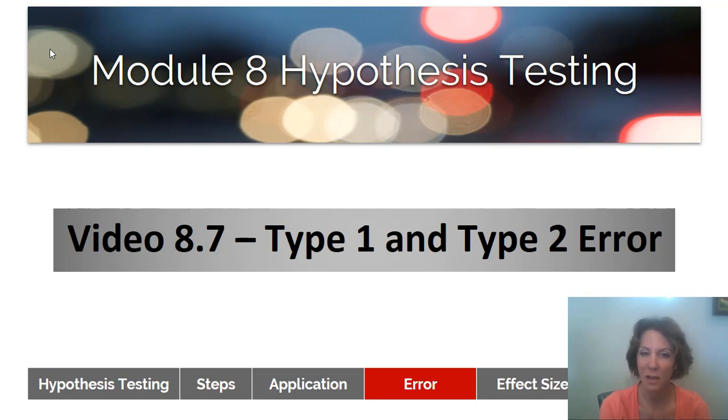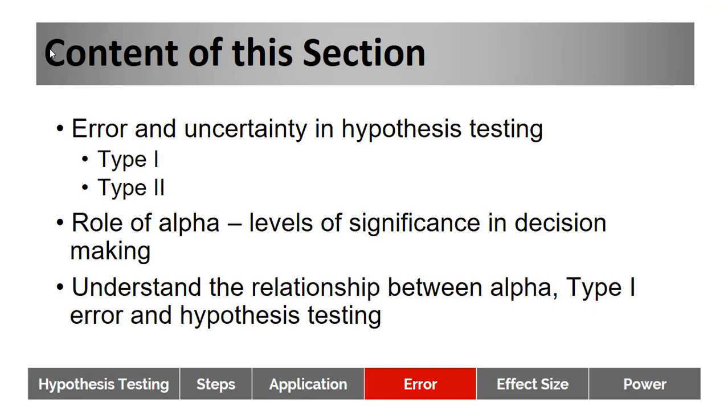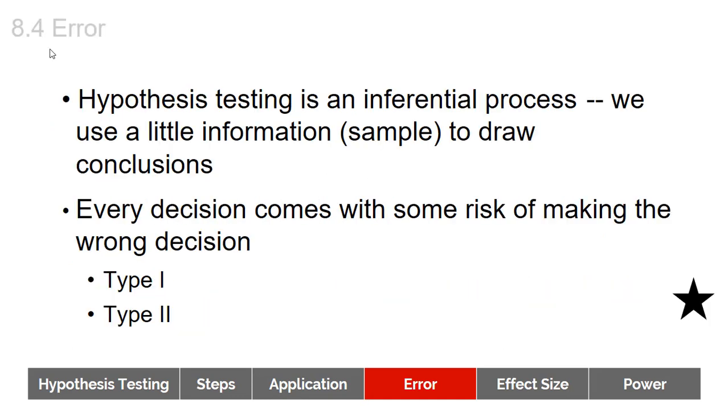And so because of that fact, we can be making errors. So we're going to talk about type 1 and type 2 error in this section. We're also going to talk about alpha, that preset level that we set, the critical boundary. We're going to talk about what alpha has to do with error. So hypothesis testing, as we've talked about, is an inferential process. We use a little bit of information that we have from our sample to draw conclusions about a population. But every decision comes with some risk of making the wrong decision in two different ways, type 1 and type 2.